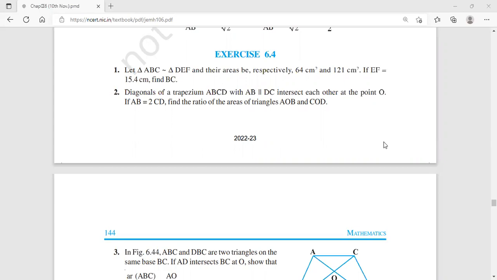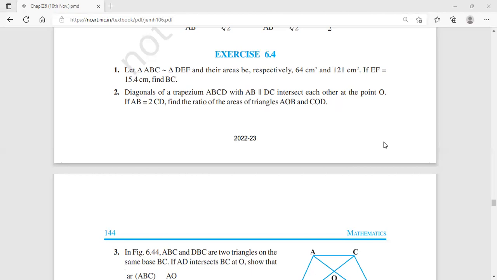So here they have given, let triangle ABC be similar to triangle DEF, which means the triangles are already similar, and they have given us the areas. That is, area of triangle ABC is 64 centimeter square and area of triangle DEF is 121 centimeter square. If EF is 15.4 centimeter, find the value of BC.